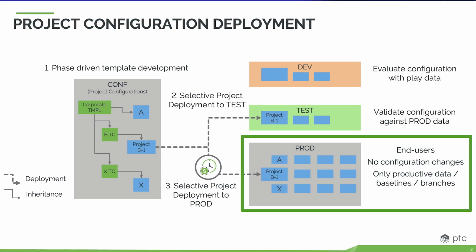In this video, we're going to talk about the project configuration deployment. Project configuration deployment allows transferring and updating complex project hierarchies between Codebeamer instances. In our basic example here, we're going to have a configuration instance, a dev, a test, and a production instance.